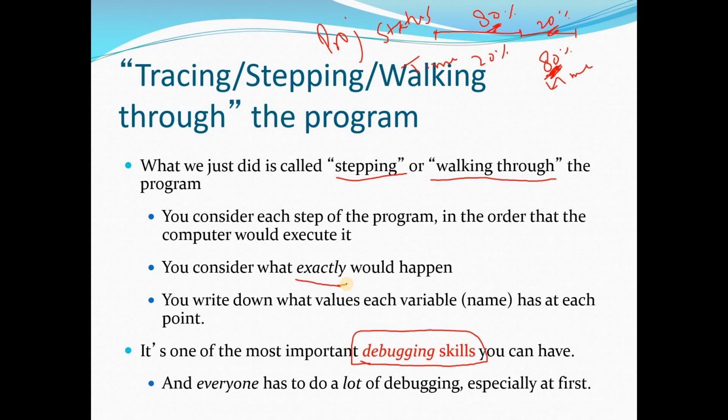So you write down what values each variable has at each point. When you are working with a program, every time you run it, you have to note down the variable values, what value each takes. It is one of the most important things, the debugging skills, and everyone has to do a lot of debugging, especially in the initial times at the start. Clear?